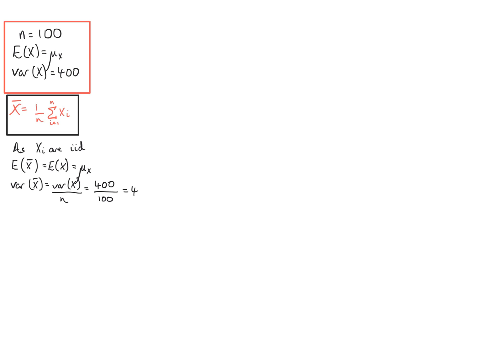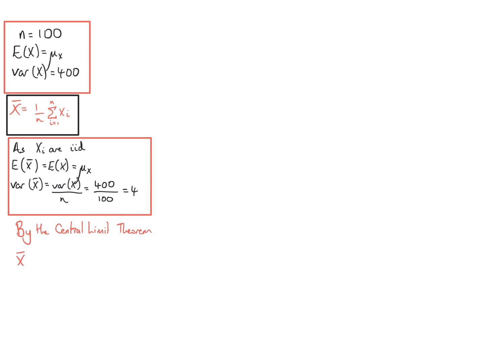Now by the central limit theorem, provided the sample size is large enough, the sample mean will follow an approximately normal distribution. So here we've got 100 observations. That's sufficient for the central limit theorem to apply. So that means that the sample means are going to follow a normal distribution with expectation equal to mu x, the expectation of x, and variance equal to 4.